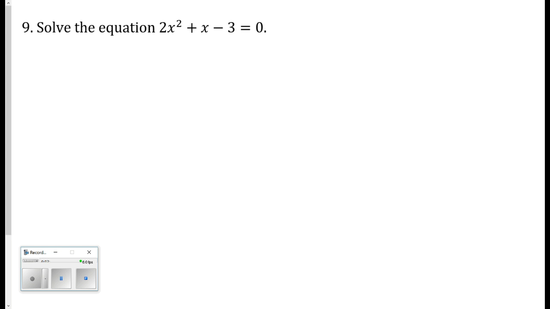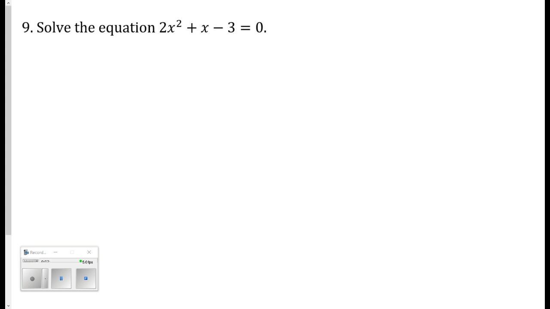Number 9, solve the equation 2x squared plus x minus 3 equals 0. So when we solve a quadratic equation, we have three options. We can factor it, complete the square, or use the quadratic formula. First of all, it needs to be set equal to 0, so we're off to a good point. Let's try factoring it. First question, is there a GCF? No. 2, 1, and negative 3 don't have a GCF other than 1. X squared x, and there's no x, so we can't factor out an x.